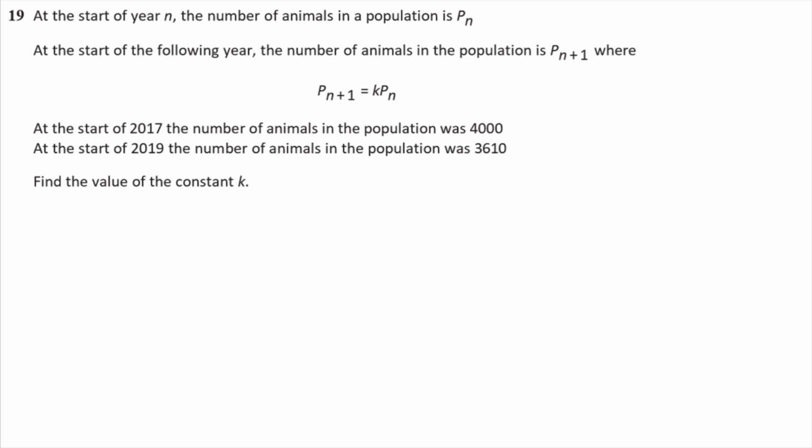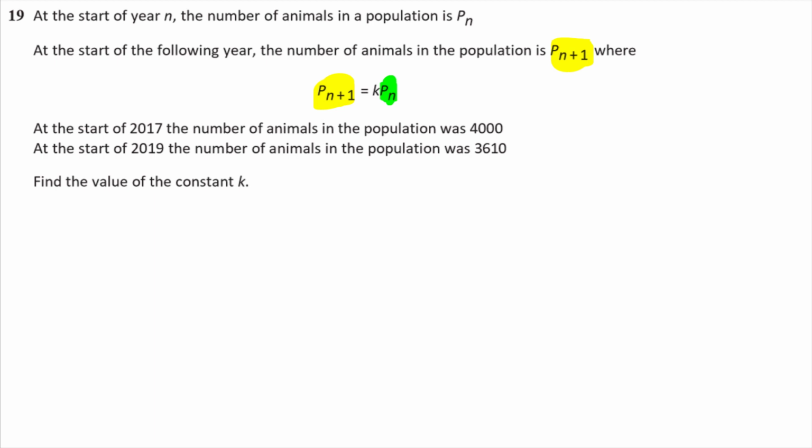Okay. So what we've got here is a term-to-term rule. Pn plus 1, the next term in the sequence, is k lots of Pn, the k lot times the last number in the sequence. In other words, you're getting the next term in the sequence by multiplying the previous one by k. Now this is actually a geometric progression if you think about it, because we're getting the next term in the sequence each time by multiplying the previous term by a constant ratio. Okay, and that constant ratio is k.